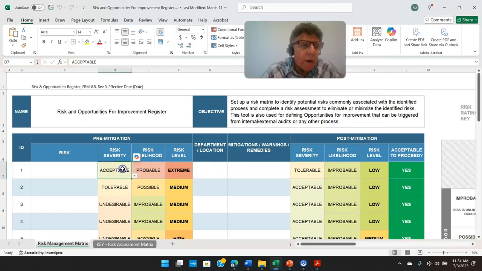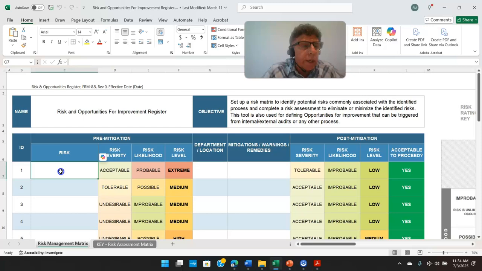Risk severity is broken in, there's a little pull down menu, as either being acceptable, tolerable, undesirable, or intolerable. Risk likelihood is broken up into improbable, possible, and probable. Risk level is broken into low, medium, high, extreme.